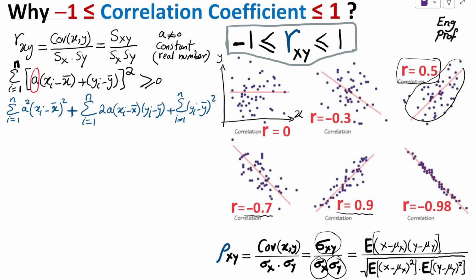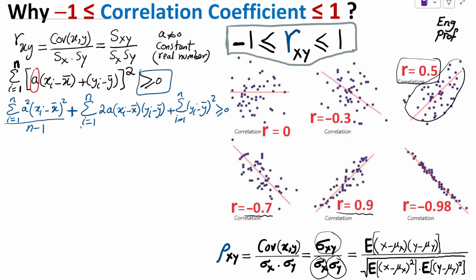And this whole thing should be greater than or equal to 0. This is valid. So this whole thing should be greater than or equal to 0. Okay, so let's divide the whole thing by n minus 1. So I am going to divide this by n minus 1.